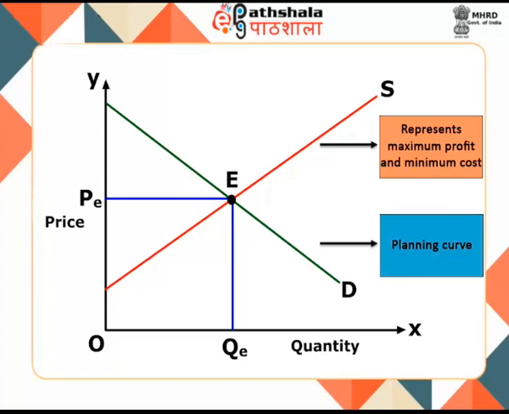Also, at point E, the market for the good is at rest. The opposing forces are in balance. PE and QE are the equilibrium price and equilibrium quantity respectively.